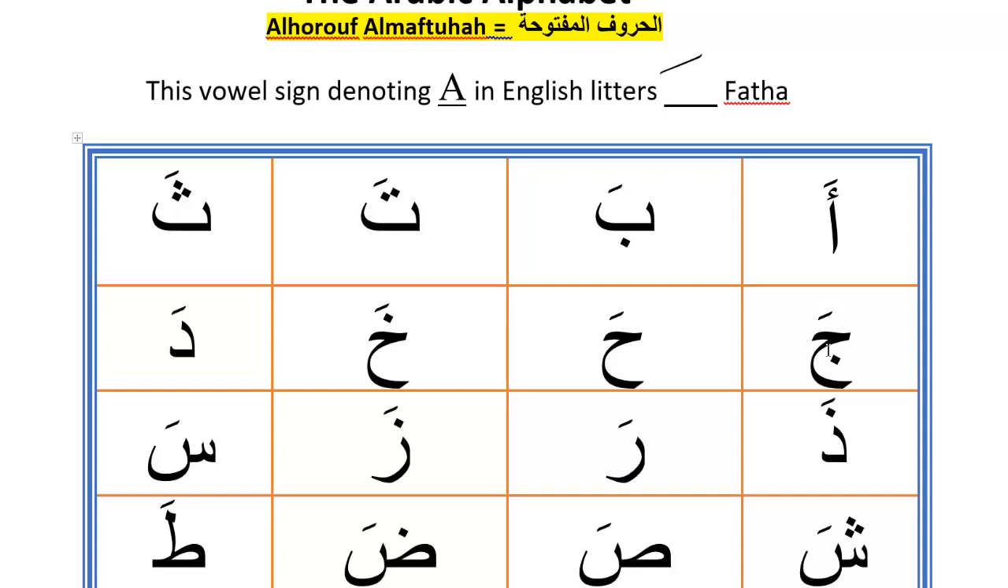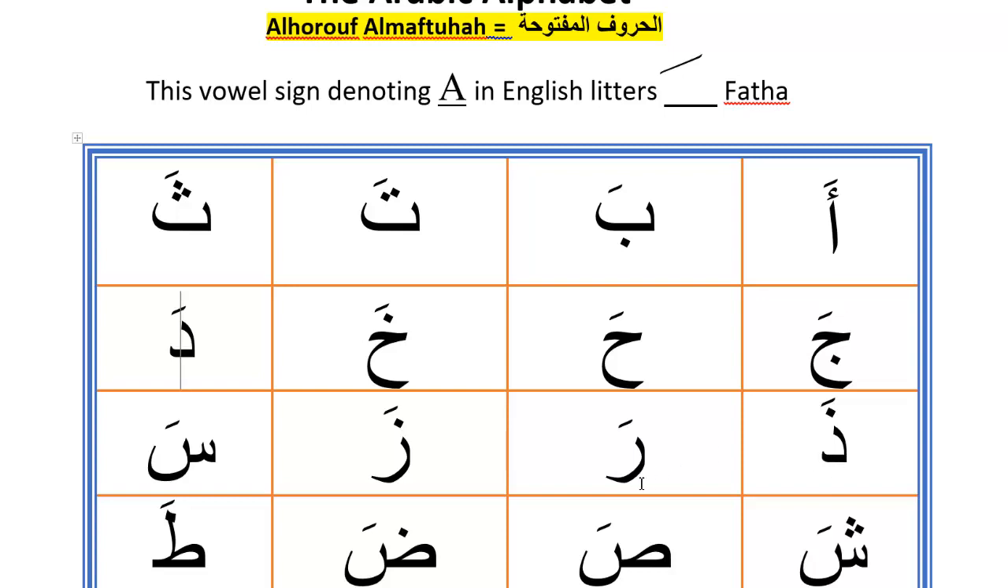جيم جا، حا، حا، فتحة حا، خا فتحة خا، دال فتحة دا، ذال فتحة ذا. Remember your tongue a little bit out. ذا like this. ذال فتحة ذا.